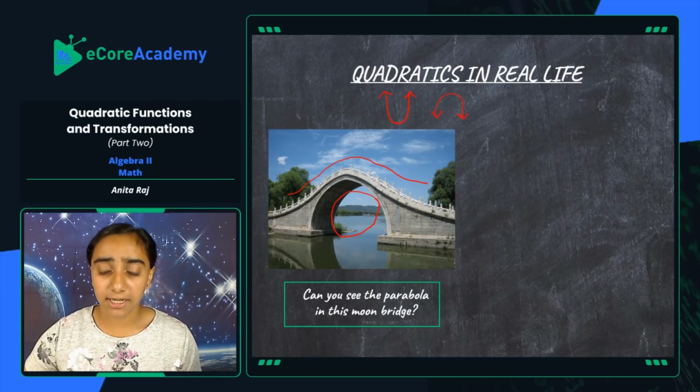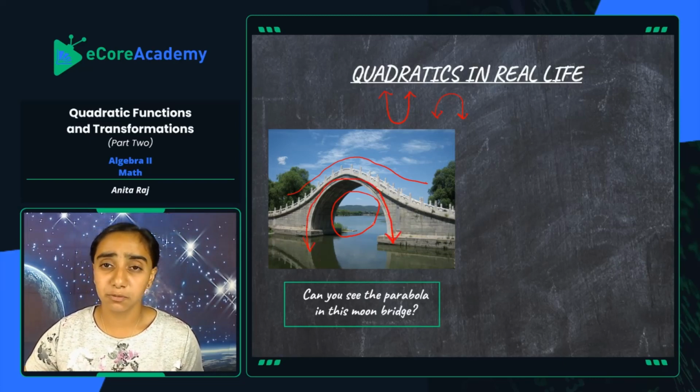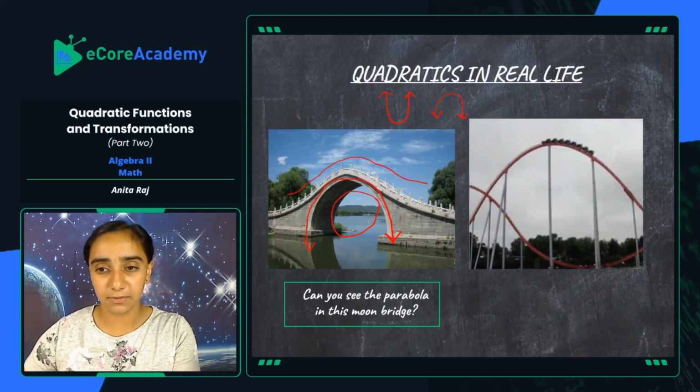Well, can you see any kind of parabolic shape in this? Well, I can. So let's draw it right here. I'm drawing it in red. So that is kind of what the parabola looks like in this bridge. So this moon bridge is a real-life quadratic. It looks like an actual parabola. So let's see the other example I have.